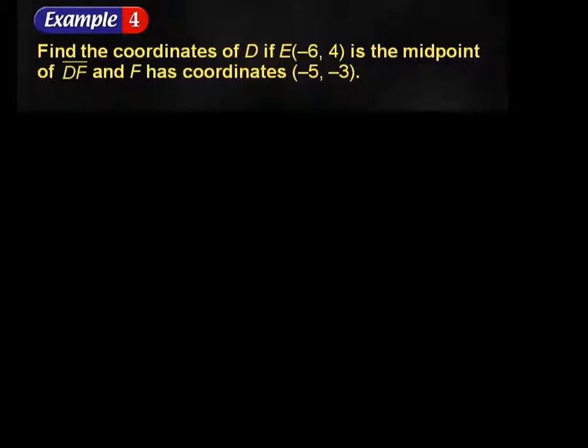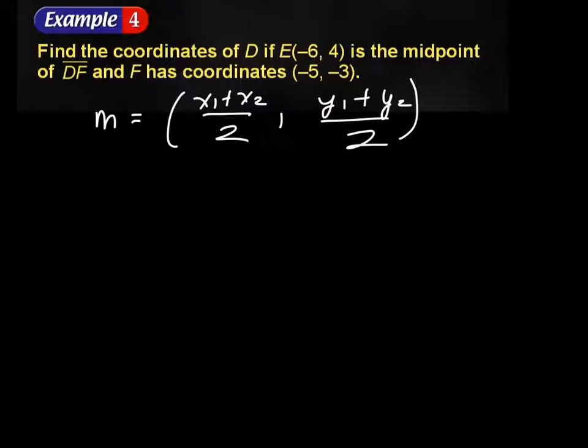They ask us to find the coordinates of D if E is the midpoint of segment DF and F has the coordinates negative 5, negative 3. We're going to break our formula into two little equations. So I wrote M from our general formula, but in this case we have E. So I know the negative 6 is what I'm going to get, and I've got x sub 1 plus negative 5 over 2. And I'm going to write down my y equation as well. So that's going to equal 4. And the y that I know is negative 3.